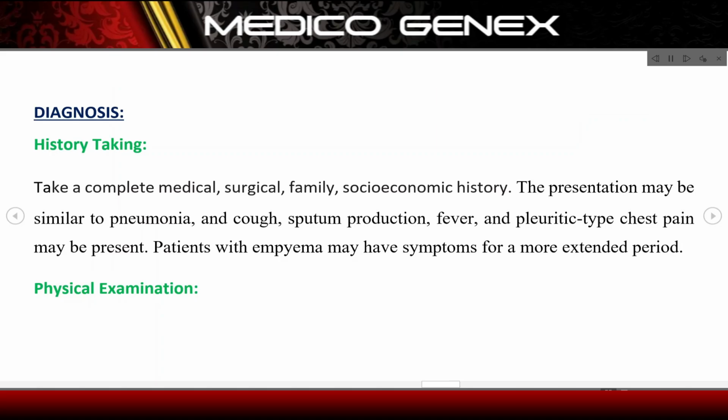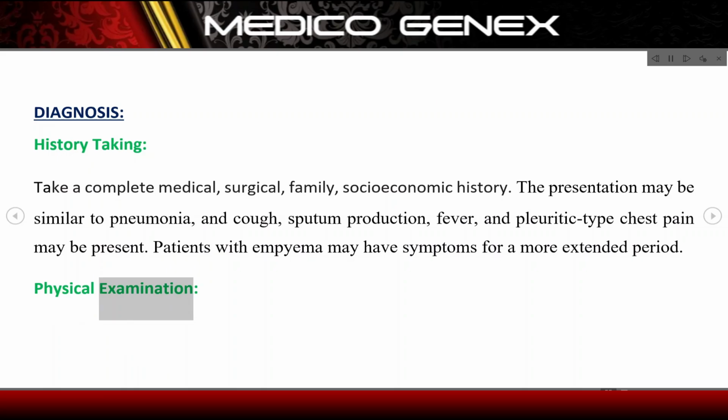Diagnosis: history taking. Take a complete medical, surgical, family, socio-economic history. The presentation may be similar to pneumonia, and cough, sputum production, fever, and pleuritic type chest pain may be present. Patients with empyema may have symptoms for a more extended period.